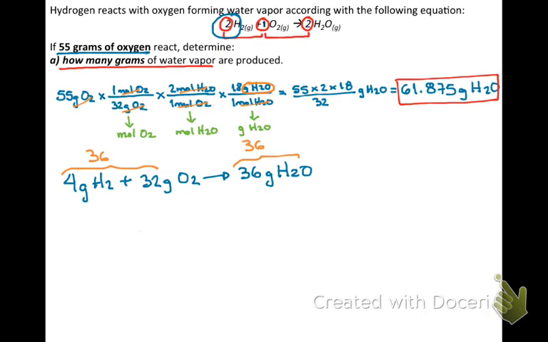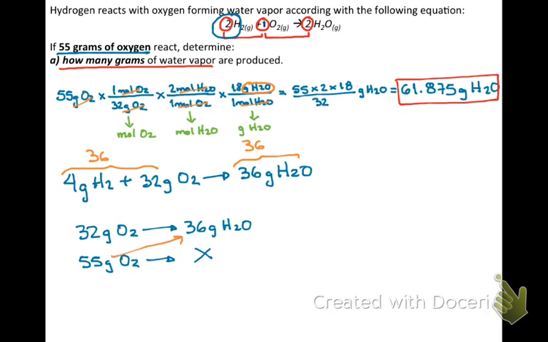Let's do it with rules of 3. If I have these equivalences in grams, I can say that if 32 grams of oxygen produce 36 grams of water, the 55 grams of oxygen I have, how many grams of water will it be? And according to the procedure to solve a rule of 3, it is this times this divided by this.